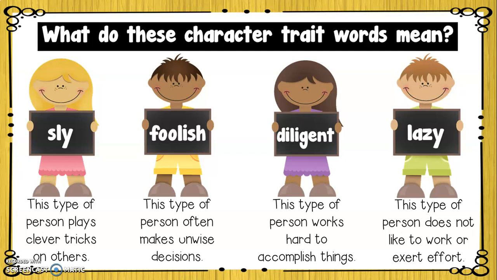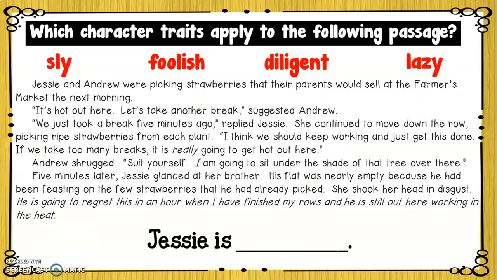So think about the characters in your books. If they are someone who doesn't want to work or exert effort, they would be lazy. If they don't make good decisions, they might be foolish. So these are just some examples of character trait words we might use. So we're going to read a passage and see which word, now that you know what they mean, applies to this passage. So keep those four words in mind and what they mean.